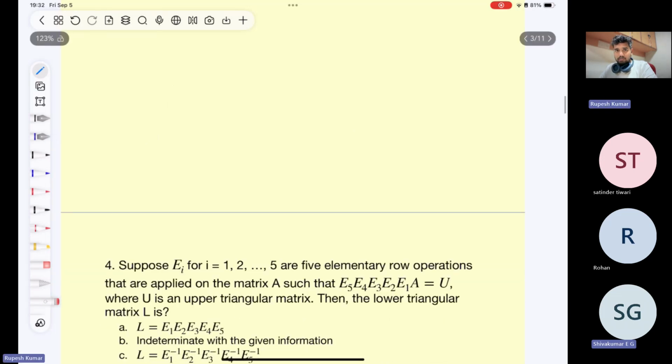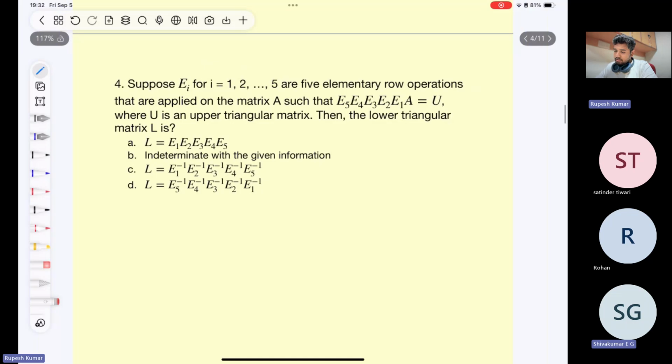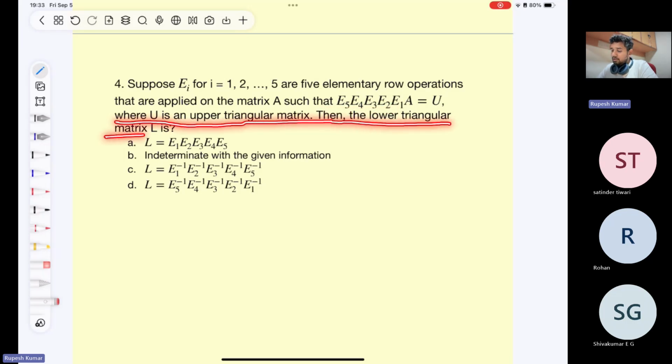Great. So let's move on to the next question. Suppose Ei for i equals 1 to 5 are five elementary row operations that are applied on the matrix A such that E5, E4, E3, E2, E1 into A equals U, right? This is what we saw in the LU decomposition notes itself, where U is an upper triangular matrix. Then what will be the lower triangular matrix L, right?